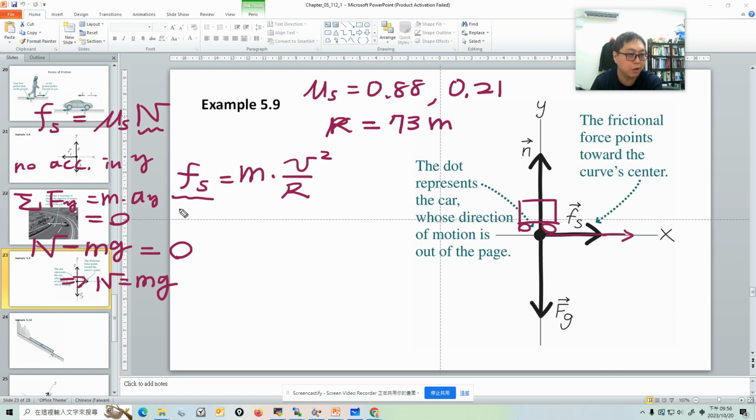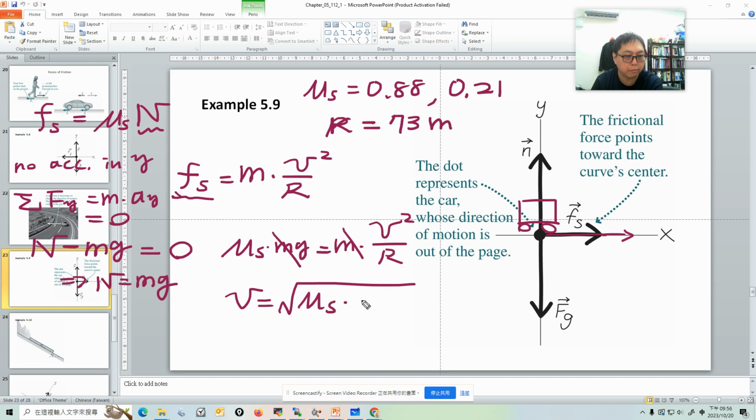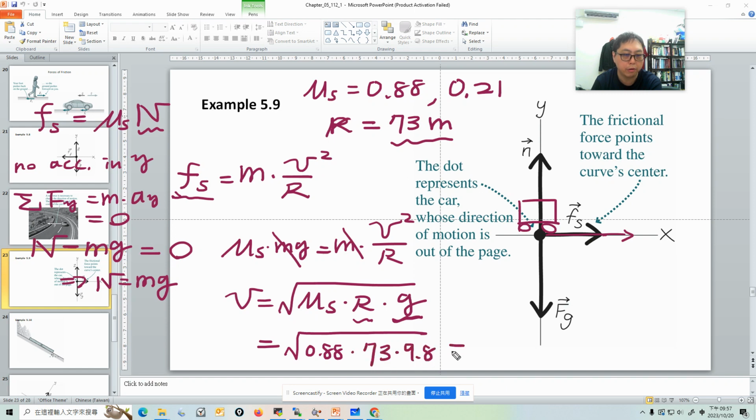It's a very simple problem. Okay, so let's put this information in. The static friction mu s times mg is equal to m times v squared over r, and you can cancel the mass out. So your speed is the square root of mu s times r times g. With all the information, we know the radius, and we know the acceleration of gravity. So let's use 0.88 as the example: 0.88 times 73 times 9.8.